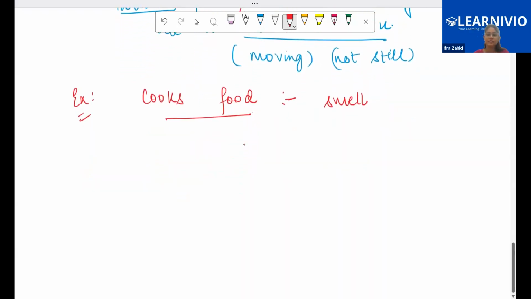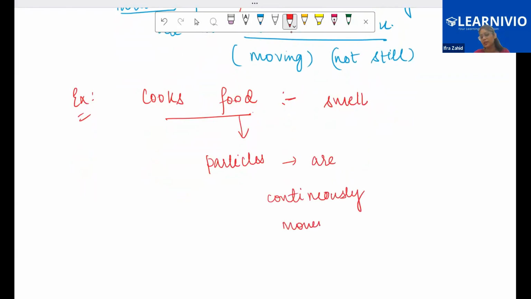Because of the movement of its particles. Yes, because the food particles, the food that is being cooked, its particles are continuously moving in your surrounding. And by your surrounding, we mean that they are traveling from your kitchen to your dining room to the whole area of your house. Those particles are in a continuous motion.